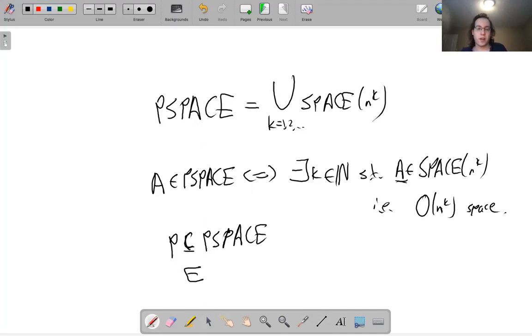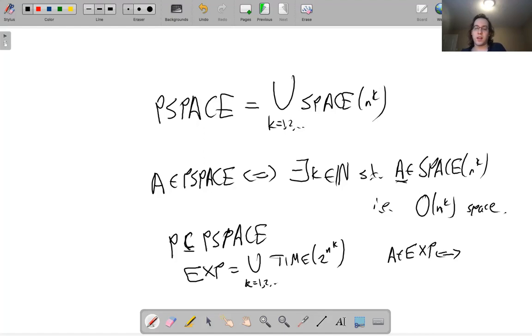We can keep going. We can define EXP. We want this to be exponential time, so you can imagine doing 2 to the n, 3 to the n, 4 to the n, and so on. But actually, the way it's usually defined in computer science is an even larger class: time 2 to the n to the k. So it's 2 to the n squared, 2 to the n cubed, 2 to the n to the 4. It's the union of all of those. So, A is in EXP.